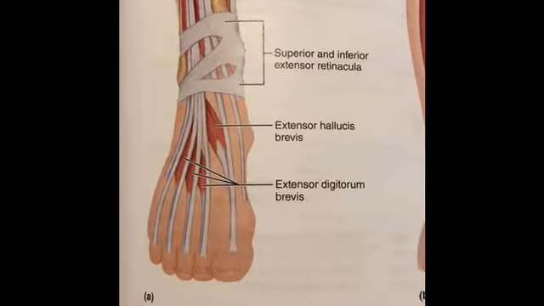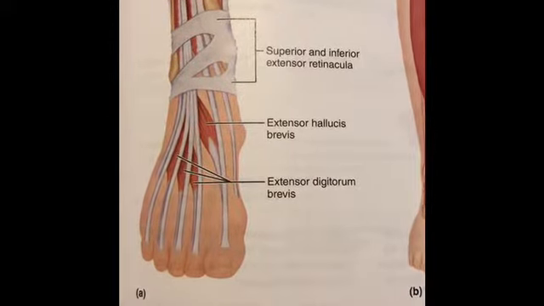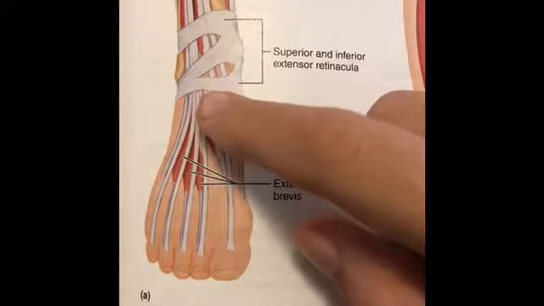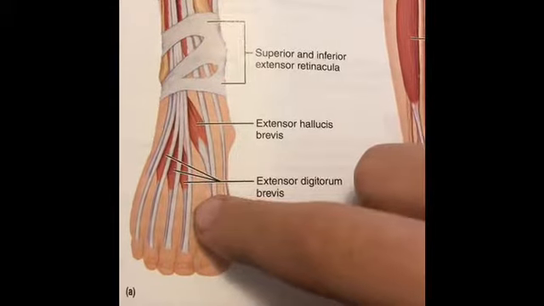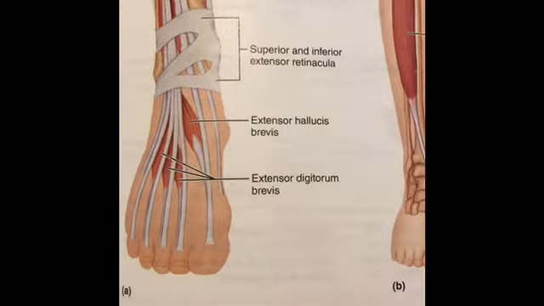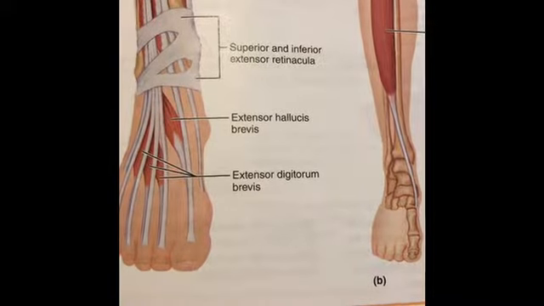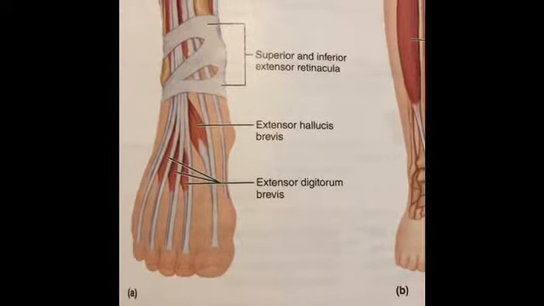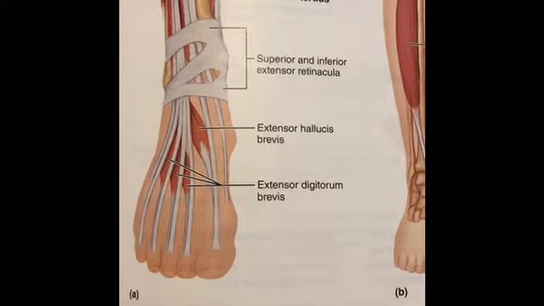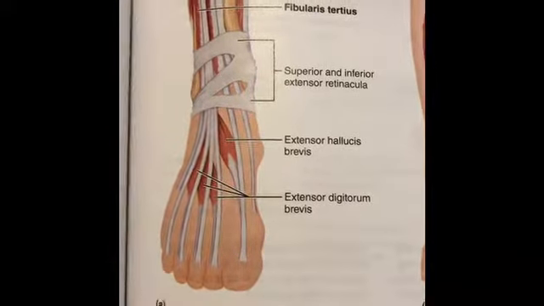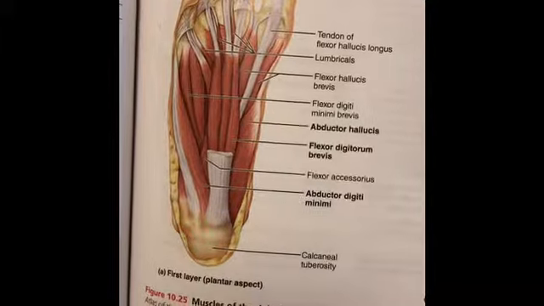Next, we are going to talk about the extensor digitorum brevis. The origin is the anterior part of the calcaneus bone, and the insertion is the base of the proximal phalanx of the greater toe, extensor expansions on the second through fourth toes. The action is that it helps extend the toes at the metatarsophalangeal joints. Now we're going to talk about the muscles on the sole of the foot.